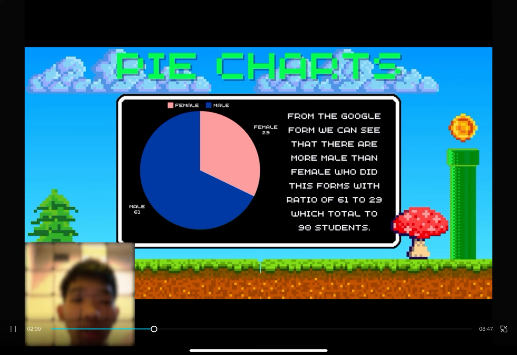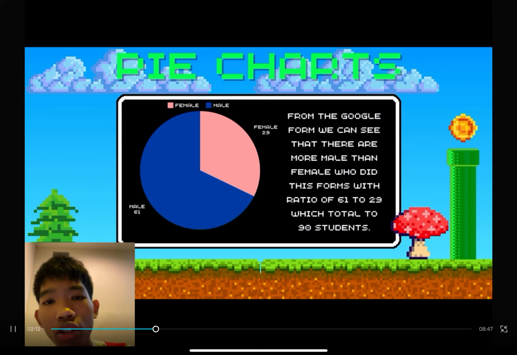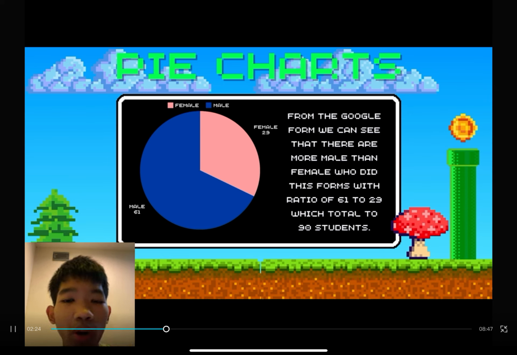Up next, we will be talking about the pie chart. So the first pie chart is a gender pie chart, with male being at 61 and female being at 29, which accumulates to male being at 69% of the pie chart and female at 31%. With all of them combined, we would have a total of 90 students.